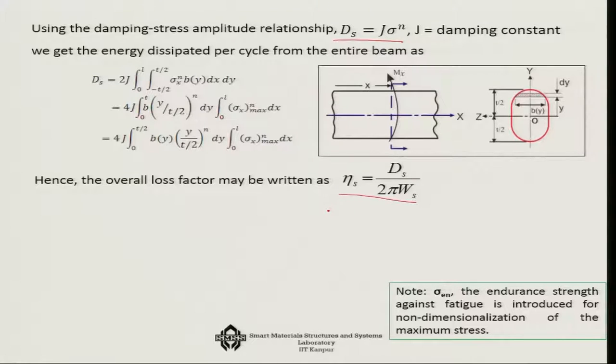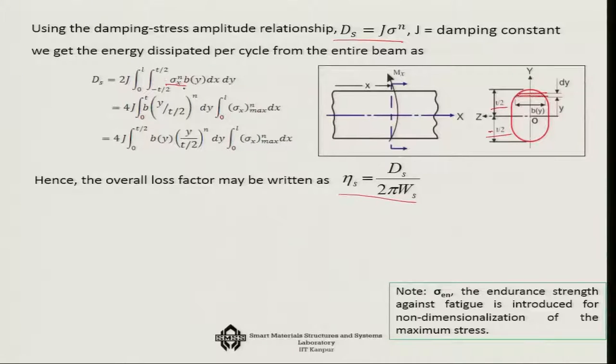Now, we can try to integrate D s, because J sigma to the power n is actually per unit volume. So, we need to find out that if B y is at any point the width of the strip, then B y dy is the area, integrated from minus T by 2 to T by 2. That is giving us the area, and then sigma x to the power n comes into the picture, because that is also varying with respect to y; the stress is not the same.